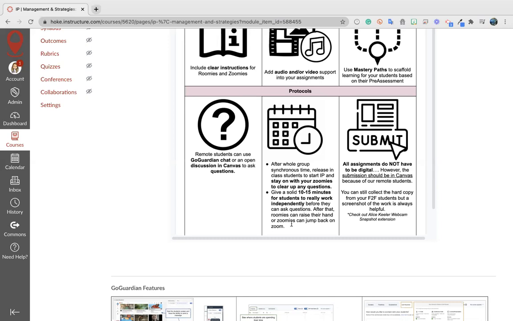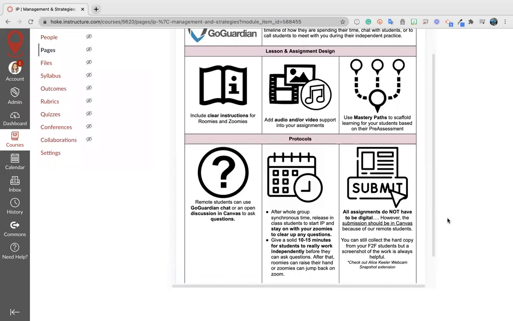So as we've said, you can collect paper copies. I highly encourage it, but have them take a picture and document that this work is done. That way you still have something to refer back to. And Karen has shared with me before a great extension by Alice Keeler, that webcam snapshot, so that the paper comes in the right orientation, if that makes sense. So those are just some things to check out and try to help your independent practice, those protocols, clear instructions, and having a way that your kids at home can get in touch with you when they're having a hard time is going to be really key to you guys being successful.